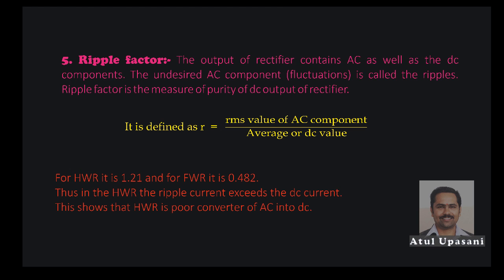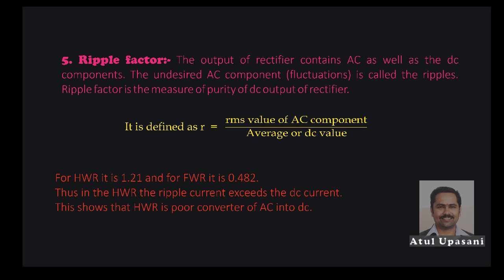Now the fifth definition is ripple factor. The output of a rectifier contains AC as well as DC components. As it is a rectifier, it should convert AC into DC, so we need only DC at the output, but an unwanted AC component is present there. This component is called fluctuation, and this fluctuation is also called ripples.